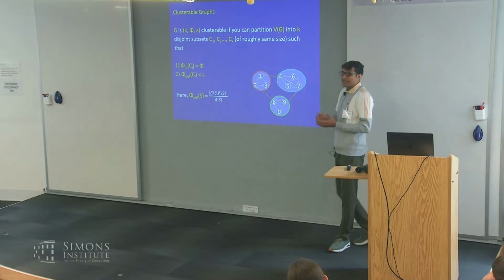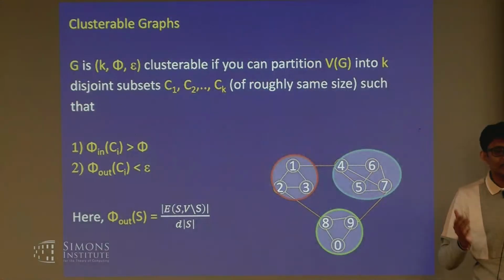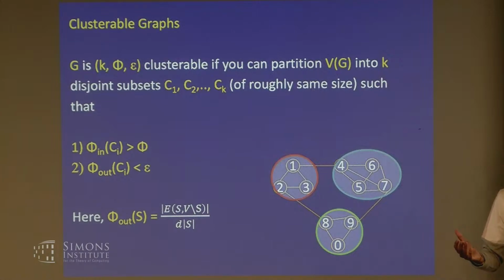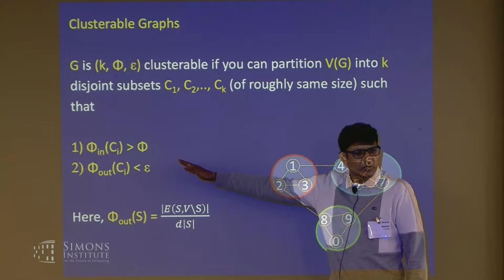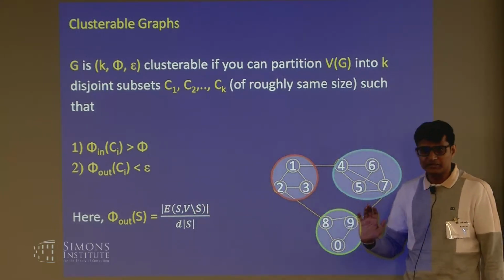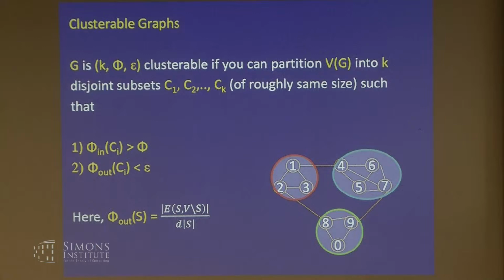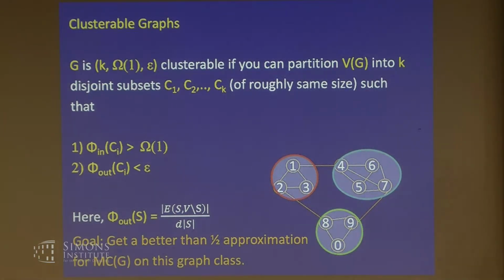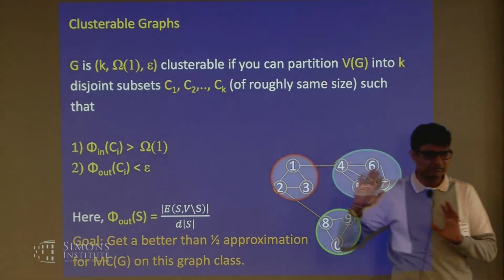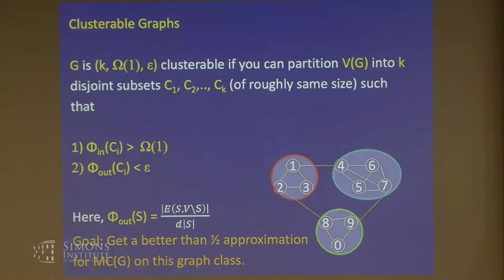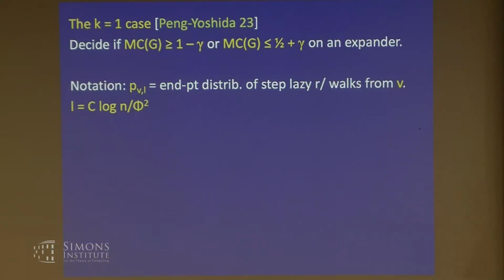I call a graph G (k, phi, epsilon)-clusterable if you can partition its vertex set into k disjoint subsets, all of which have large inner conductance, and which have small outer conductance, where outer conductance is the standard notion of conductance you're familiar with. And here the parameter regime I'm interested in is the following. The inner conductance is at least some constant, and the outer conductance is sufficiently small, some tiny epsilon. And my goal is to understand whether I can beat the one-half approximation for max cut on this family of graphs.